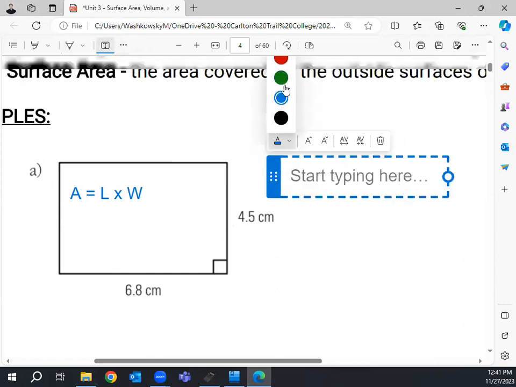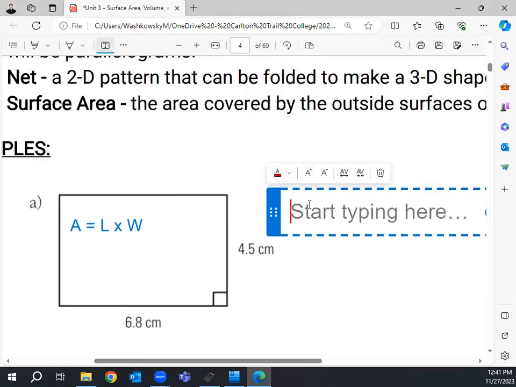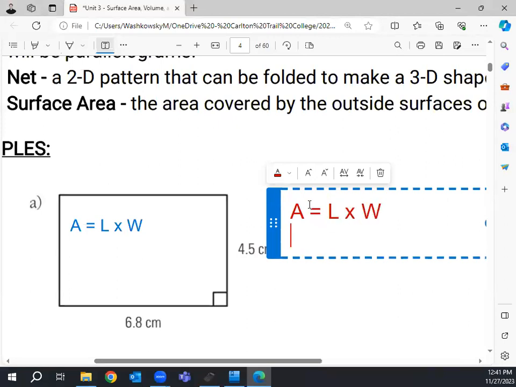Let me make this red, make this bigger. So I just put in my formula, length times width. It doesn't matter which one I actually choose as my length and width with rectangles. You can do either or. I'm just going to take the two numbers, I'm going to times them together. So I have 6.8 centimeters times 4.5 centimeters.